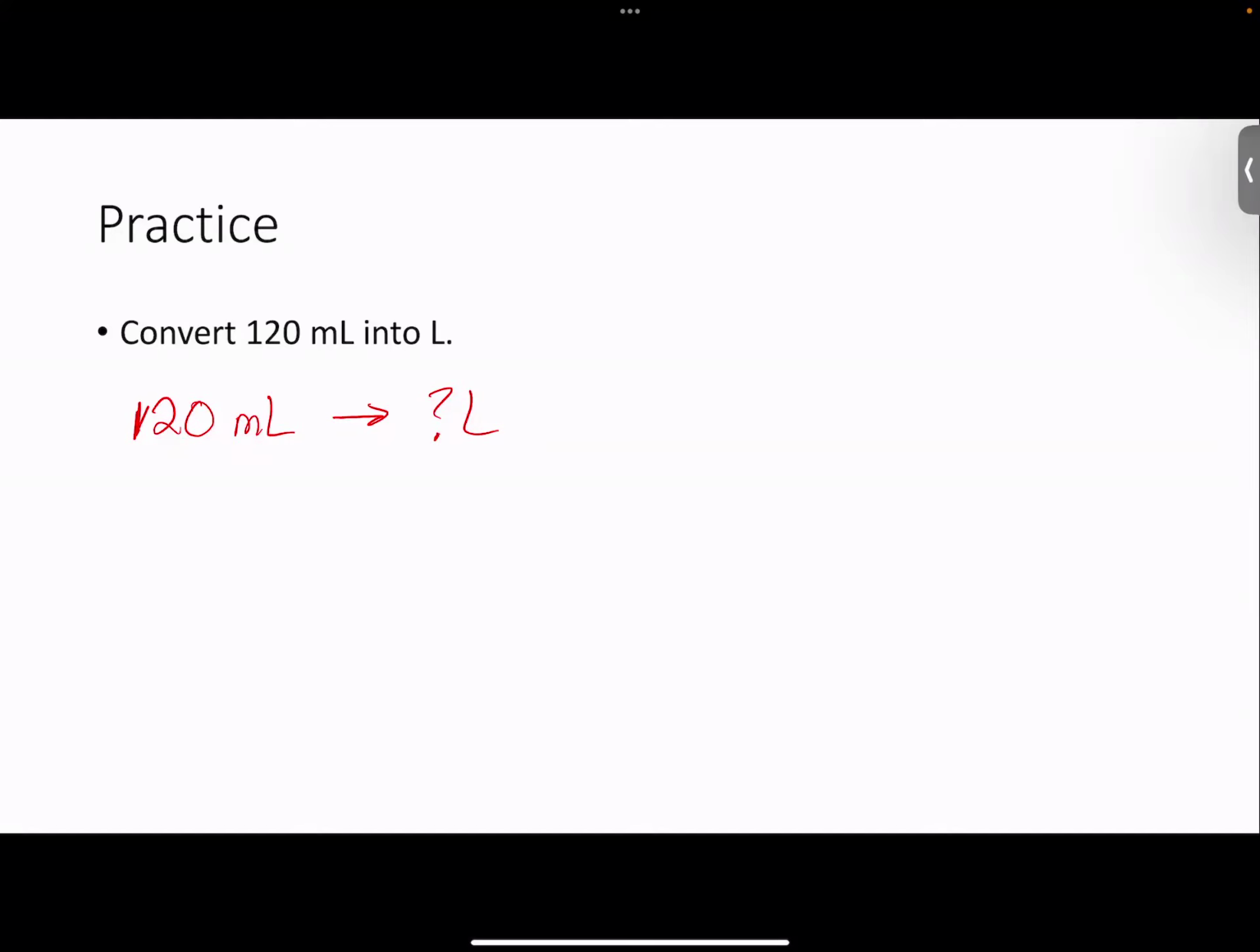If these two didn't have anything in common, go find a table. But as long as they have something in common, that means you're going to be using your metric prefix conversion factors. So, my metric prefix conversion factors, I have 2 choices. I can use 1 liter is equal to 1,000 milliliters. Or I can use 10 to the minus 3 liters is equal to 1 milliliter.